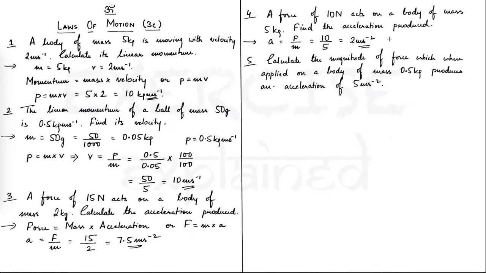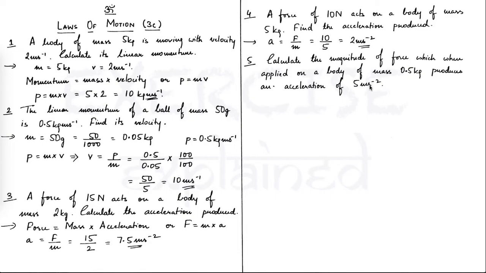Getting into the next question, question number 5. Calculate the magnitude of force which when applied on a body of mass 0.5 kg. So here mass is given as 0.5 kg. We need to find the force which produces an acceleration of 5 meter per second square. So acceleration is given as 5 meter per second square, mass is given as 0.5 kg.